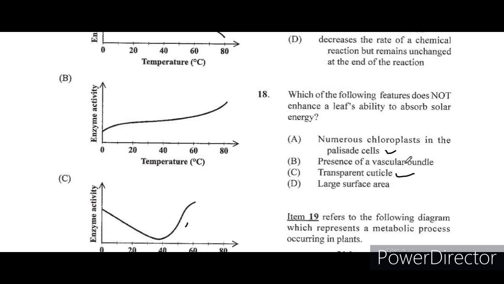So the transparent cuticle, which is the extreme top layer of the leaf, is necessary in order for sunlight to pass through to get to the palisade layer. A large surface area, that means that the leaf is broad, so there's more coverage for the sunlight. So the one that does not enhance the leaf's ability to absorb the solar energy would be the presence of vascular bundles. That doesn't have anything to do with this at the moment.